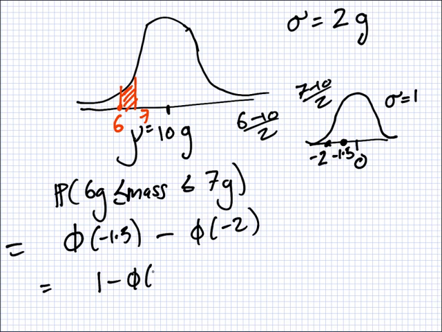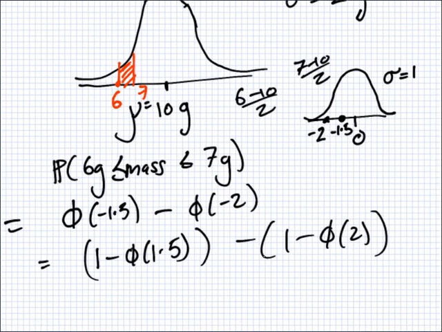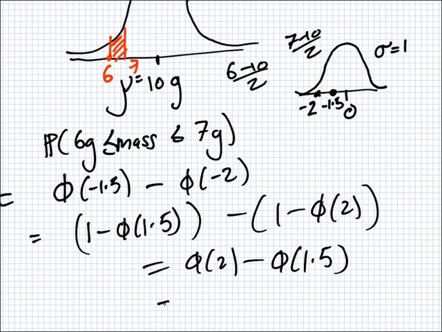1 minus 1.5, minus 1 minus the 2. The ones cancel, and you're left with 2 minus 1.5. So what did that work out to be? Give it to me as a percentage.